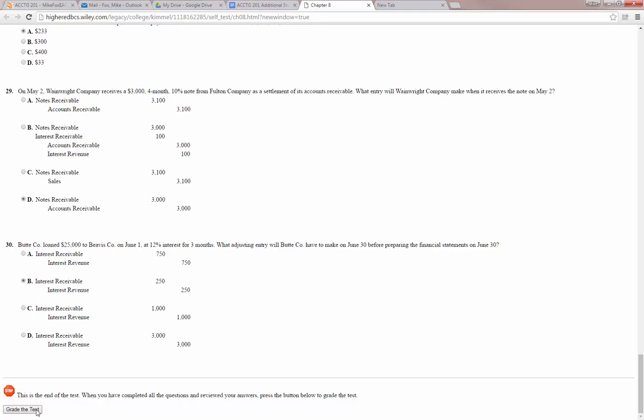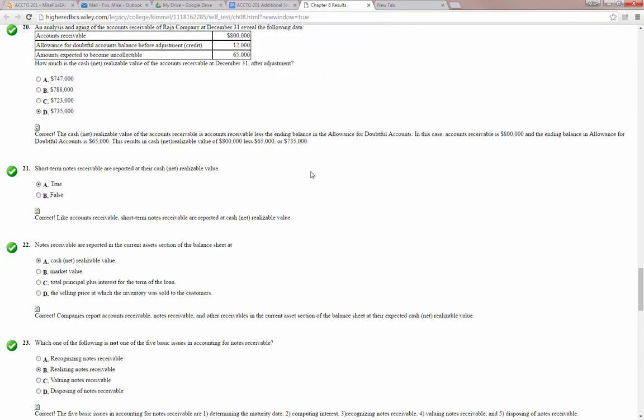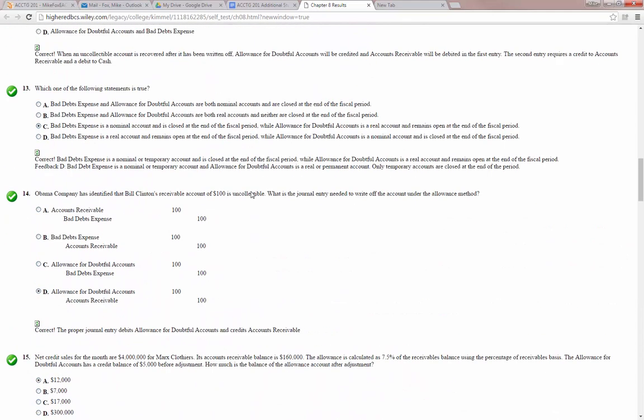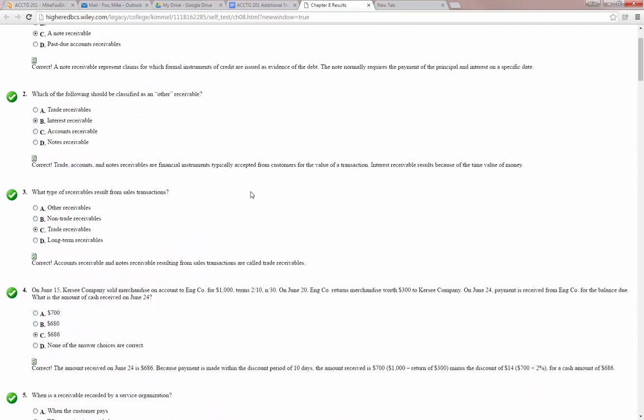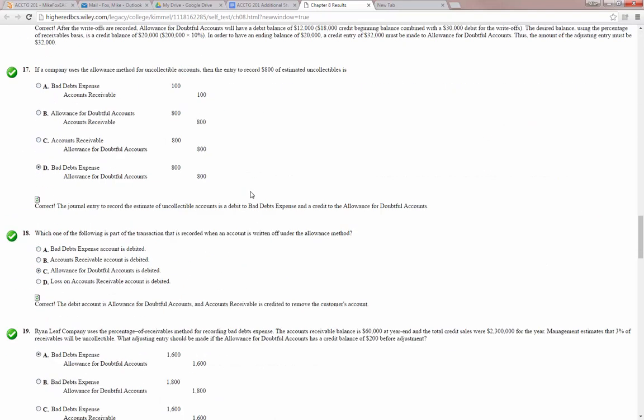Now is the moment of truth. We'll grade it and see which ones I missed. This says we got 100%, so even the one that I was not sure about looks like it turned out for us. So that is Chapter 8.